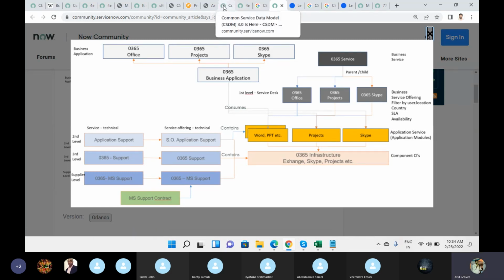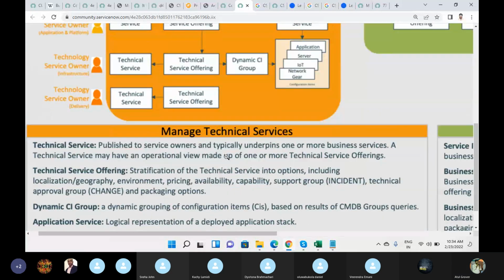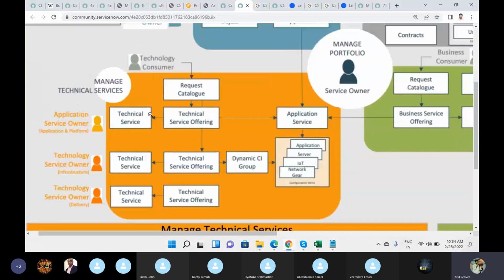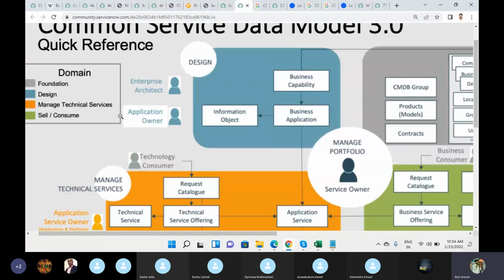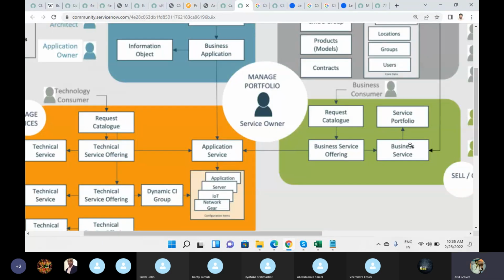Now I come back to this particular area and let's discuss. Technical service published to the service owner typically underpins one or more business services. Means this technical service is helping one or more business services here. To support this, we have a technical service.